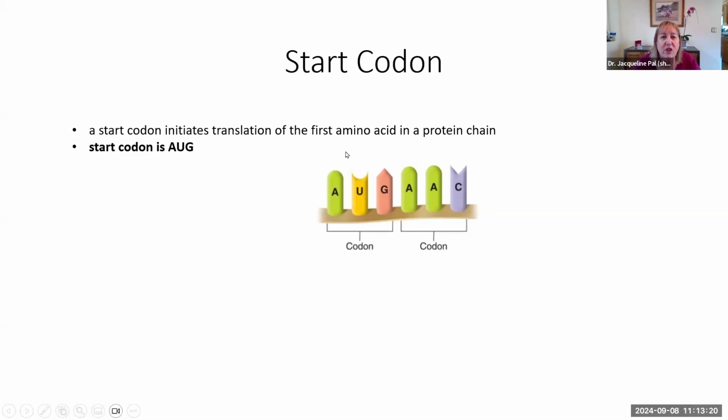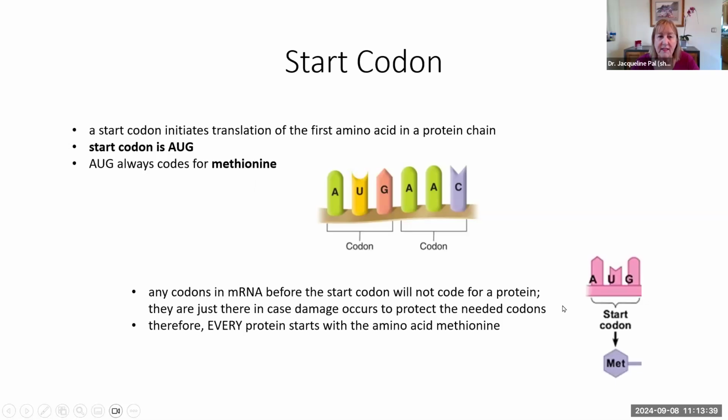Okay. And the start codon is where translation will start. No translation is going to occur before that. So no protein chain is going to begin until you get to the start codon. And AUG codes for methionine. So what does this mean? No proteins are coded for before AUG. And since AUG codes for methionine, every protein starts with the amino acid methionine. Pretty cool.